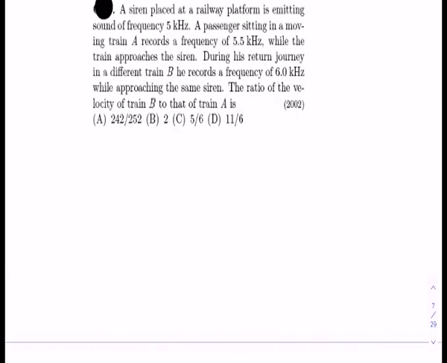Now let us work out this problem that was asked in 2002. A siren placed at a railway platform is emitting sound of frequency 5 kilohertz. A passenger sitting in a moving train A records a frequency of 5.5 kilohertz while the train approaches the siren. During his return journey in a different train B, he records a frequency of 6.0 kilohertz while approaching the same siren. The ratio of the velocity of train B to that of train A is. So we have to find out the correct option.